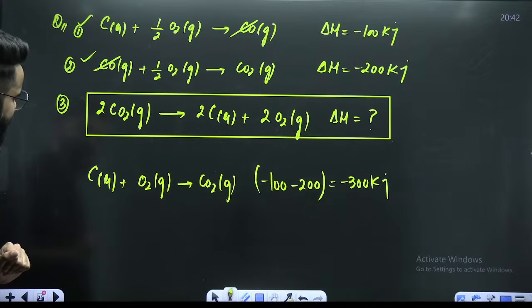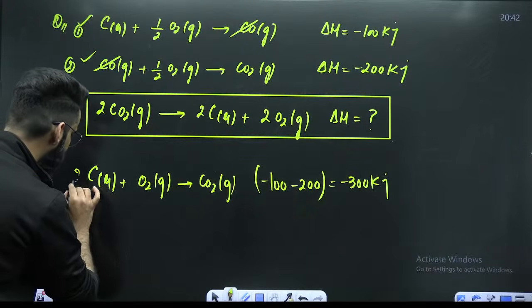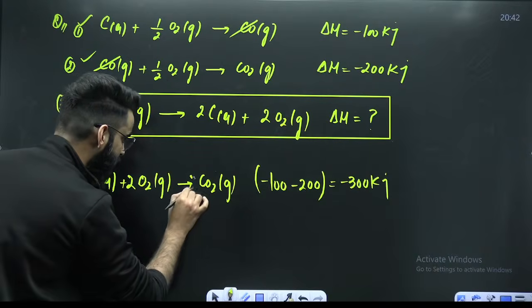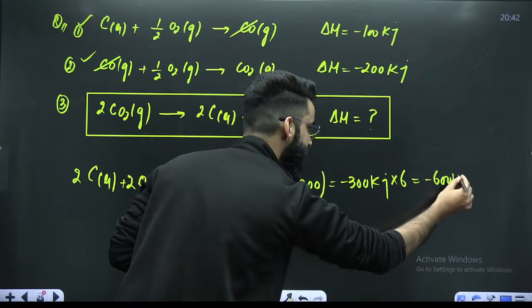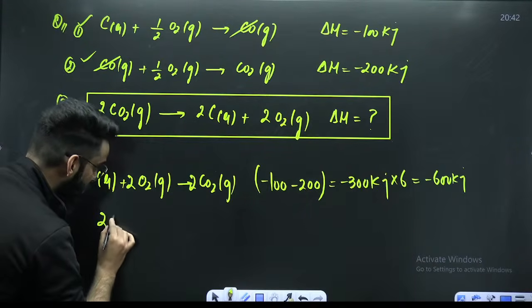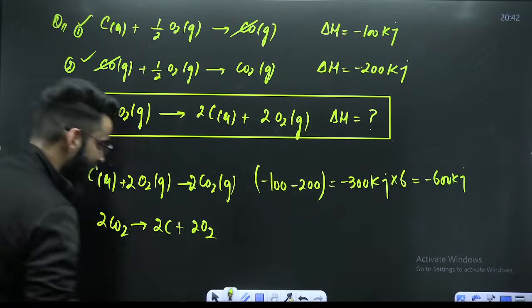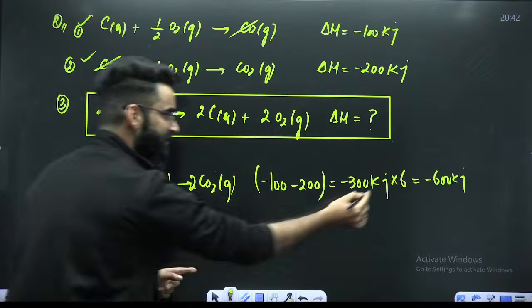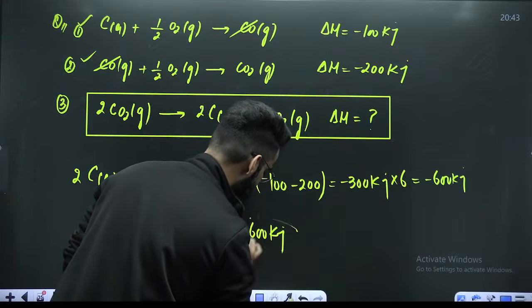Now guys, think over it. If I multiply this reaction by the number 2, that 2 has to be multiplied with delta H as well. So it will be minus 600. Now, if I reverse this reaction, it'll be something like this, right? And when I reverse the reaction, the sign of delta H has to be changed. So it'll be plus 600 kilojoules.